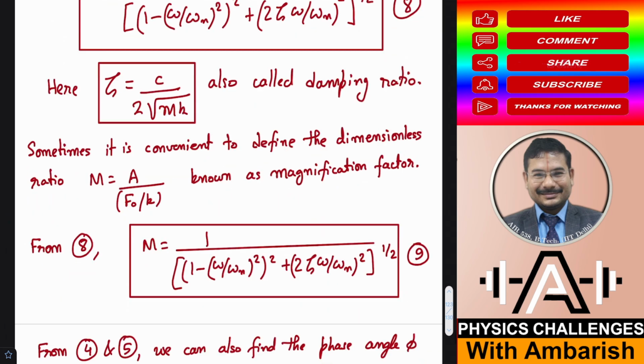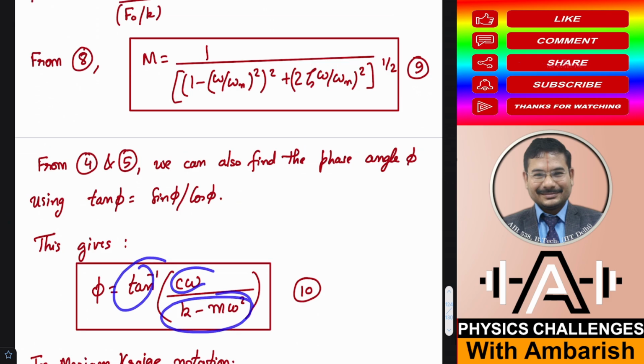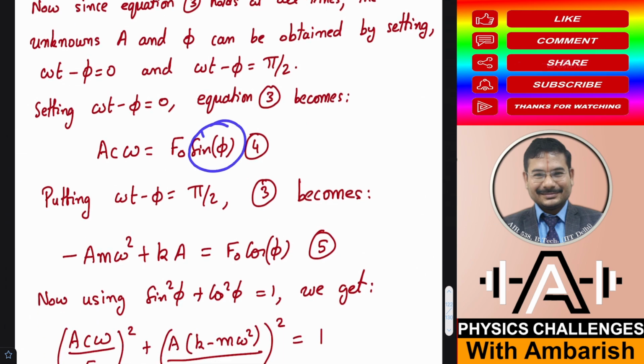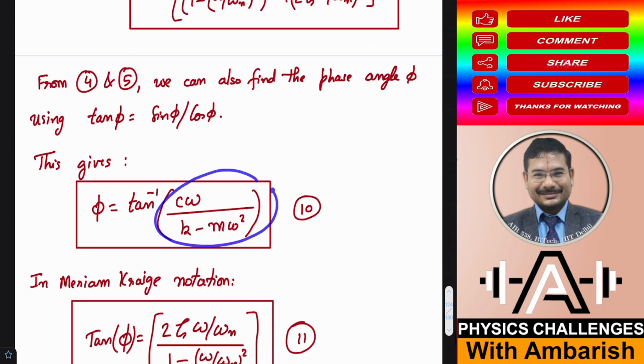Now we can also find the phase angle using the fact that tan phi is sin phi upon cos phi, and if you do that, you get phi as tan inverse of c omega upon k minus m omega square. You see equations 4 and 5. From here you get sin phi, and from here you get cos phi, and you divide the two, and a will cancel off, and you will be left with c omega divided by k minus m omega square. So tan phi is c omega upon k minus m omega square, or phi is tan inverse of c omega upon k minus m omega square.